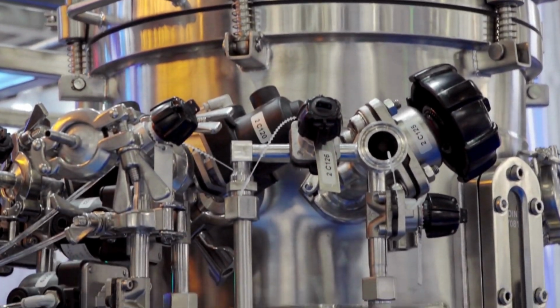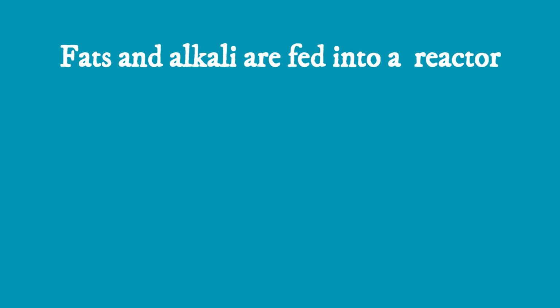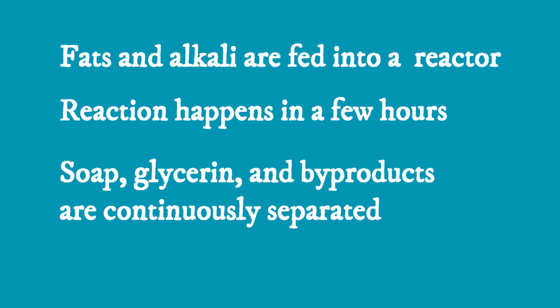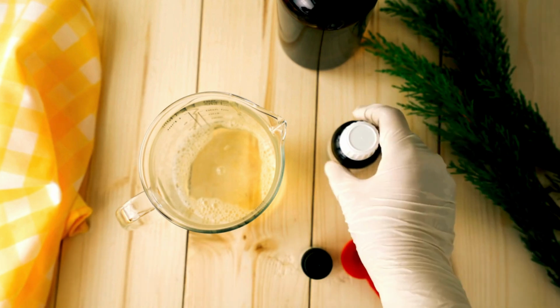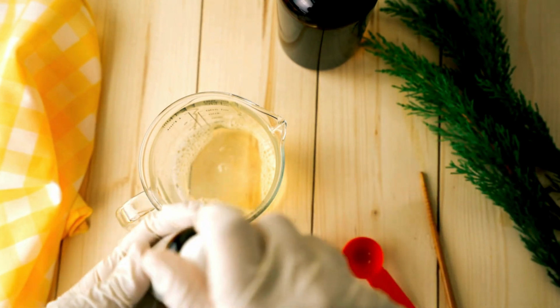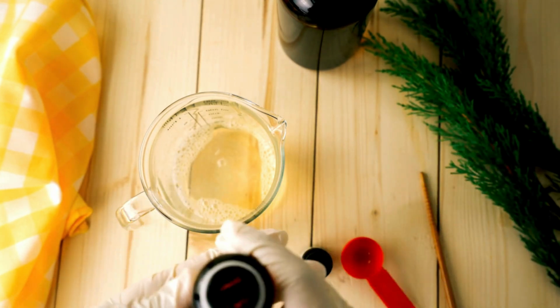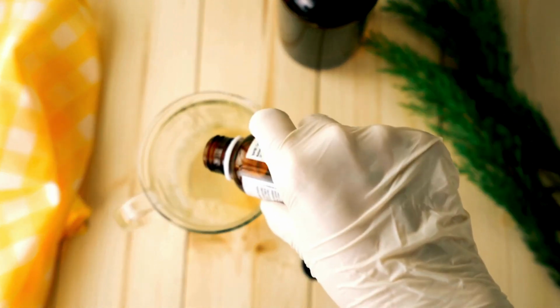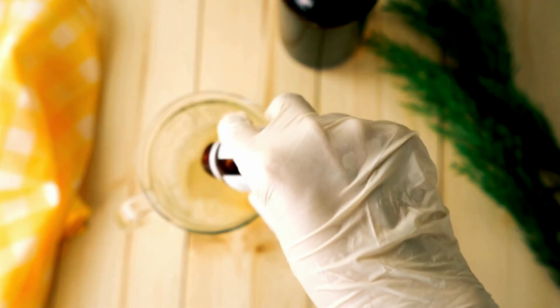The continuous process is used in modern factories. In this process, fats and alkali are fed into a continuous reactor. The reaction happens in a few hours instead of days. Soap, glycerin, and byproducts are continuously separated. This method saves time, energy, and labor. Glycerin is a valuable byproduct, often removed, purified, and sold for pharmaceuticals, cosmetics, or food. It's used in skin creams, toothpaste, food sweeteners, and even antifreeze.